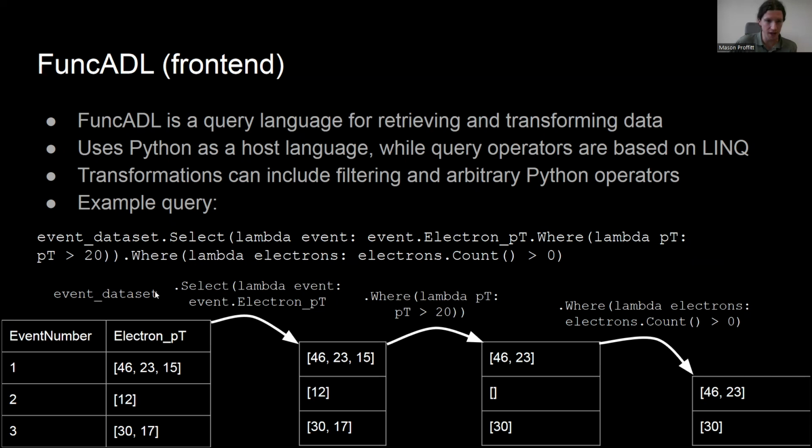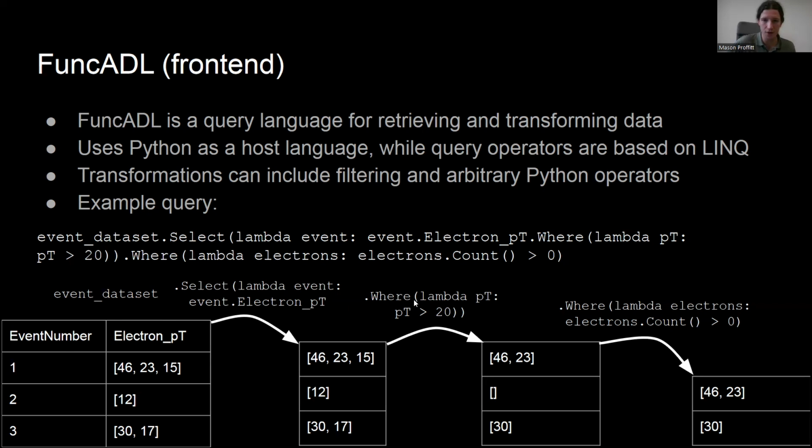First, there's an event dataset object, which looks like a table with a row for each event. In this case, just for simplicity, there are just two columns, two fields within each event: event number and electron pT, the transverse momentum of electrons. There's one event number per event, but there are multiple electron pT values per event. So there's an array for each event. The first step in the query uses the Select operator to project out just the electron pT column. So it just pulls out this column.